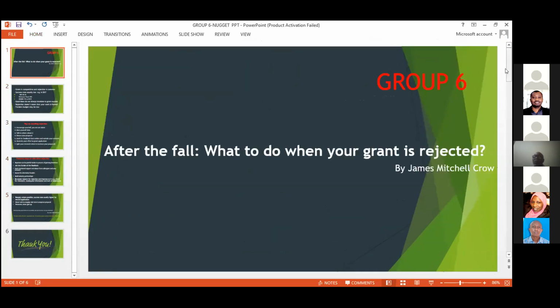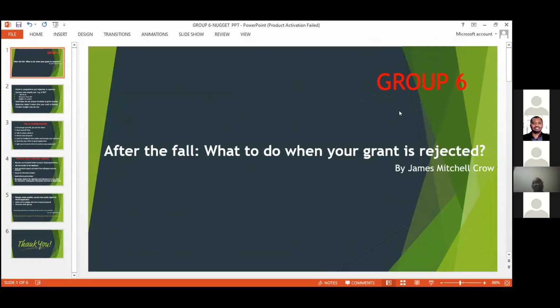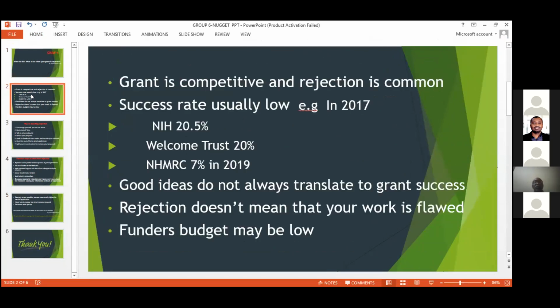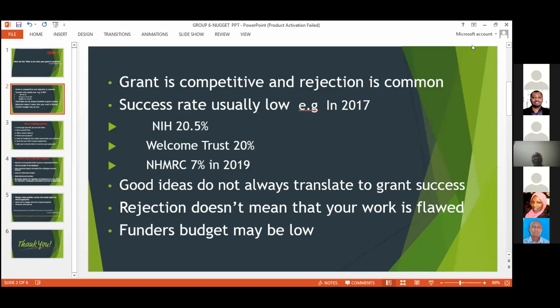Good morning, everyone. We are very sorry for not taking this last week, but we thank God for the opportunity we have again. So Group 6, we had a discussion on what to do after the fall, when your grant is rejected. This article is authored by James Mitchell Crow. We learned that grants are competitive and rejection is common. So it is never a sin if your grant is rejected, nor does it follow any condemnation.